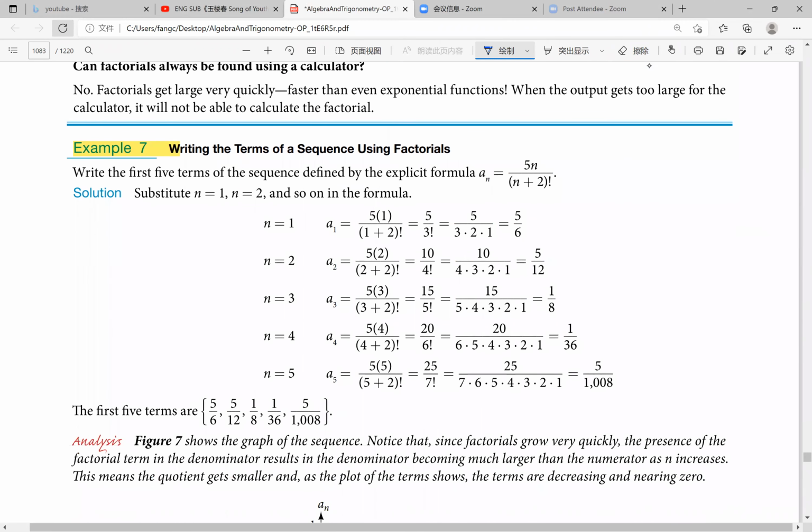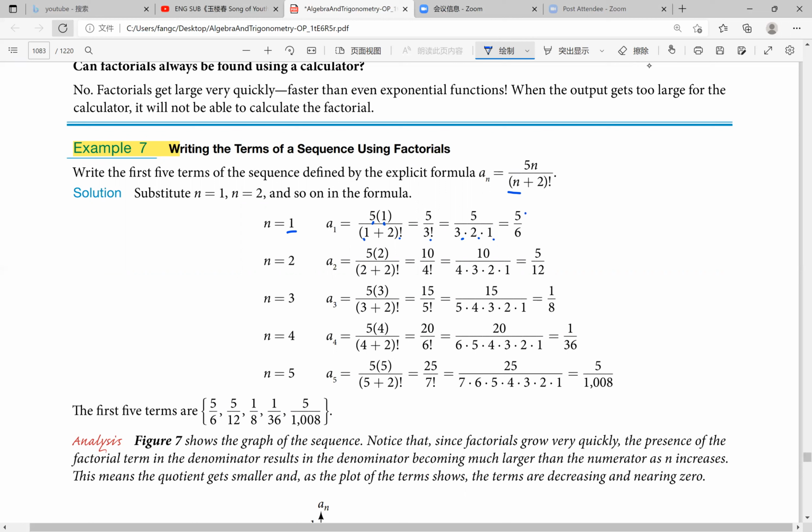Okay, try example 7. Writing the terms of a sequence using factorial. The question is writing the first 5 terms of the sequence defined by the explicit formula a_n equals 5n over (n plus 2) factorial. It's still very easy. When n equals 1, just plug in n equals 1 everywhere. So 5 times 1 over 1 plus 2 factorial. So 5 over 3 factorial. 3 factorial equals 3 times 2 times 1 is 6.